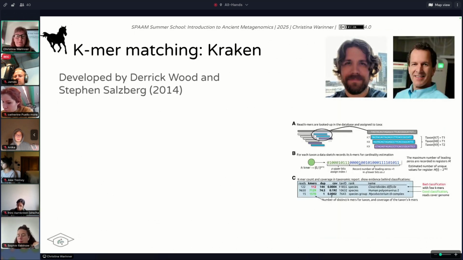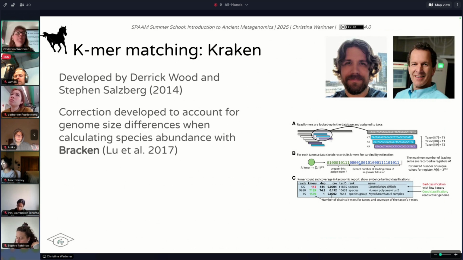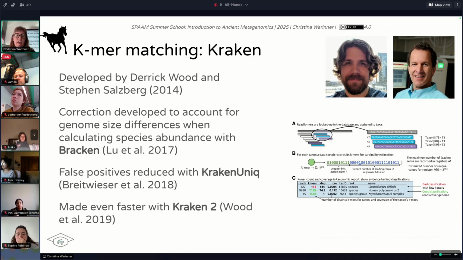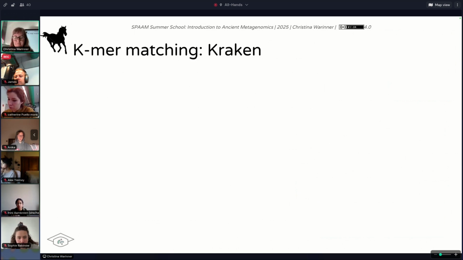And this was developed by Derrick Wood and Steven Salzberg in 2014. They've added on a number of new features and some additional tools in the Kraken family. So for example, you can now correct to account for genome size differences when calculating species abundance with the tool Bracken. You can also reduce false positives with their tool KrakenUniq. And in 2019, they released Kraken 2, which is even faster and more efficient than the original Kraken.